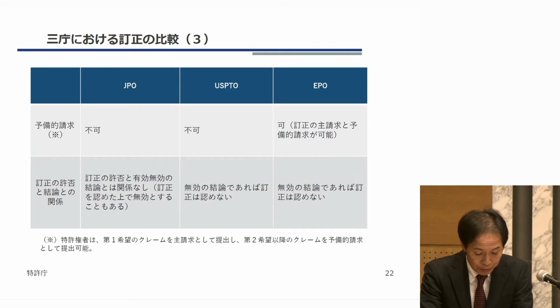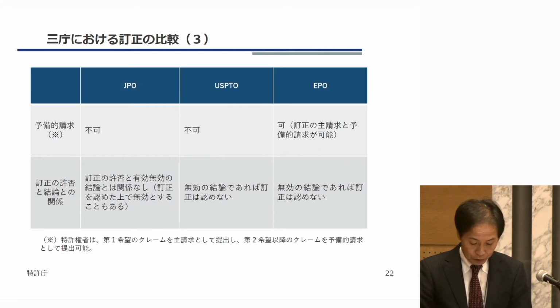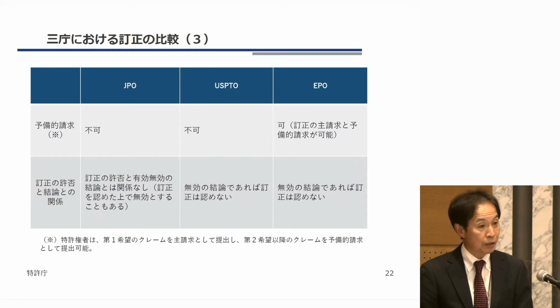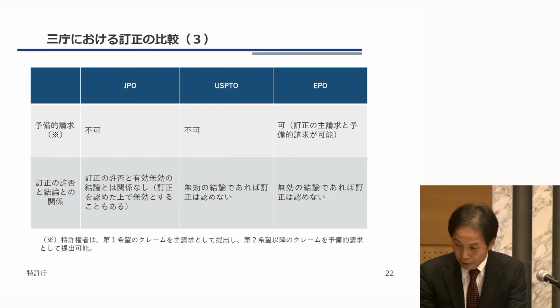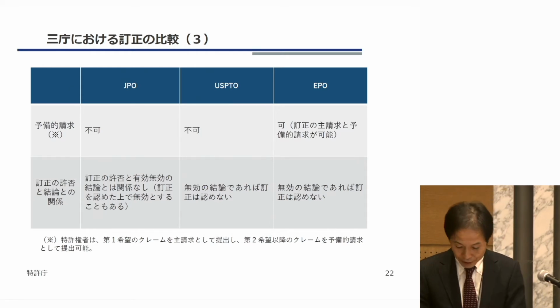In the case of America and the EPO, if the invalidation is concluded as being invalid, then the correction itself will not be accepted. I'm sure that we're going to discuss this issue in further detail later in the panel discussion.